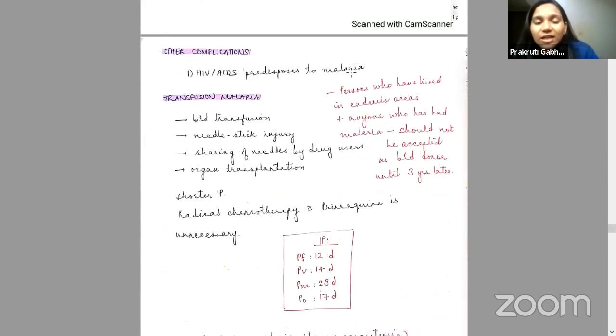What they've also said is HIV/AIDS predisposes to malaria, which seems pretty obvious. We've already seen transfusion malaria. It may occur because of blood transfusion, needle stick injury, sharing of needles by drug users, and organ transplantation. Whenever malaria is caused by transfusion, it has a shorter incubation period.